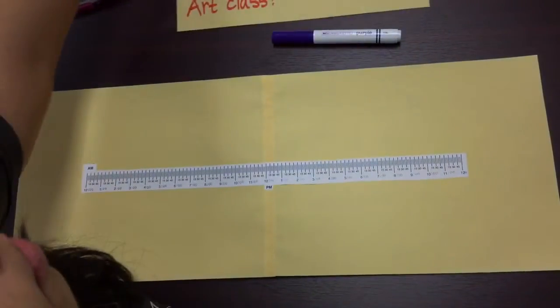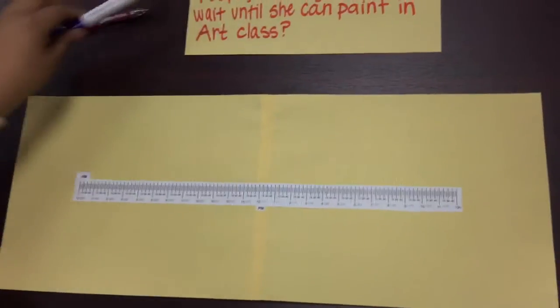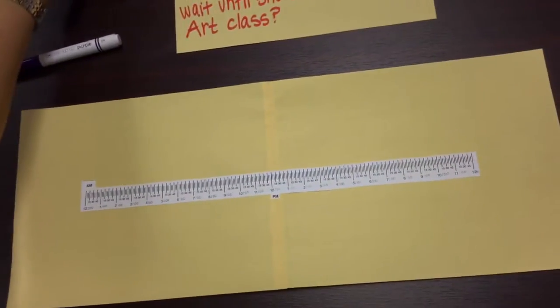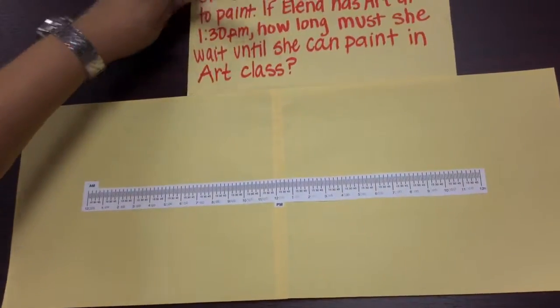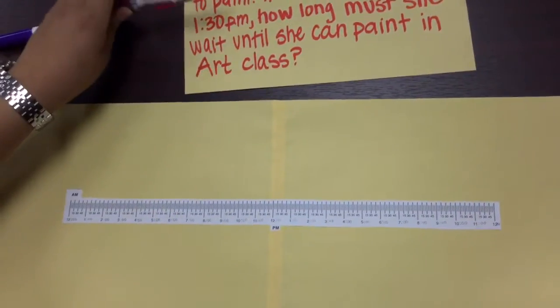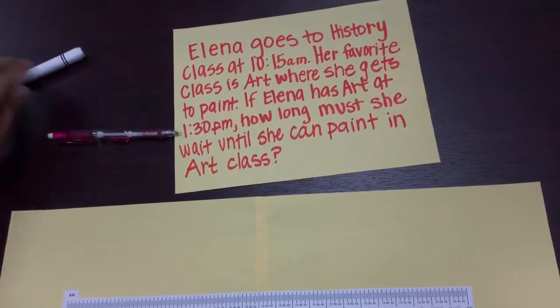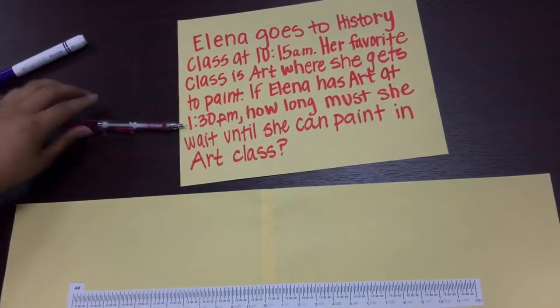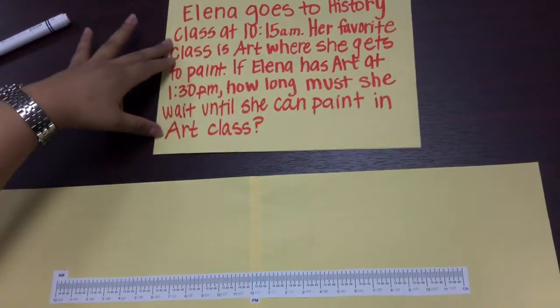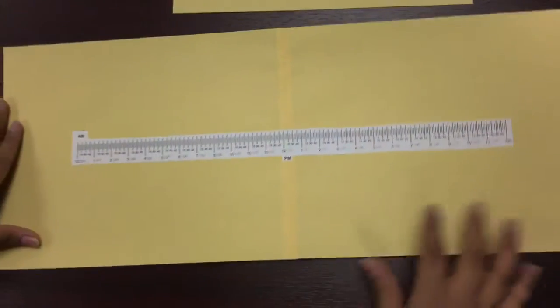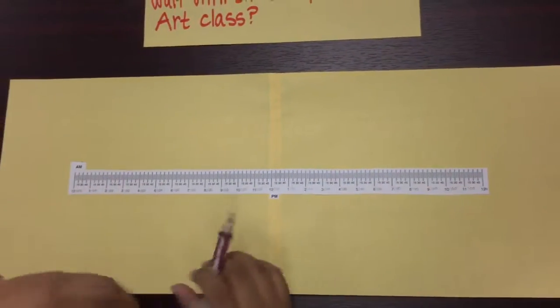By looking at this word problem, we have identified the starting point in time when she goes into her history class at 10:15. Her ending point in time would be 1:30 p.m., because that's when she starts her favorite class, which is art, and she'll be able to paint. In order to solve this word problem, we'll be using the linear method, shown here with the timeline below.